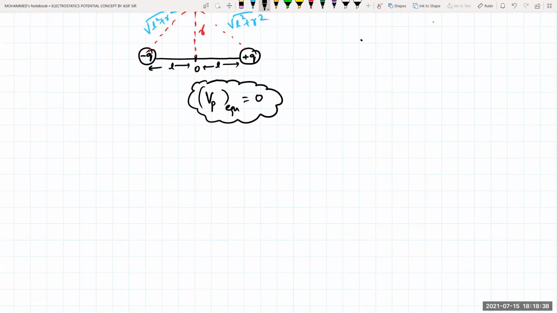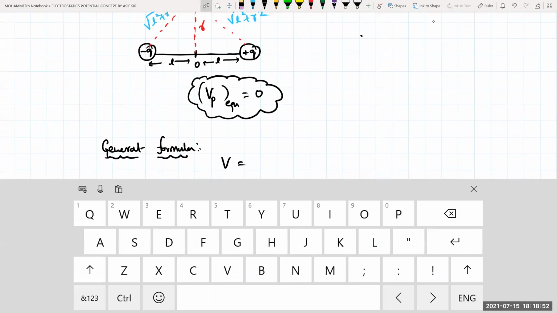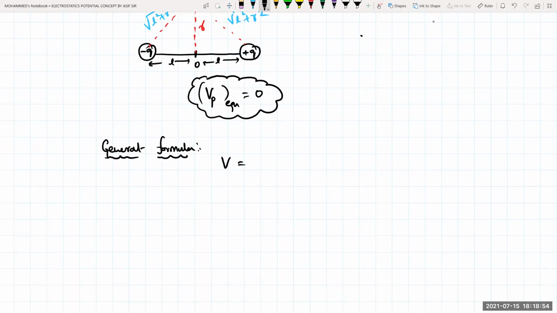So can I make one general formula for this one? The general formula says that at any general point, the potential will be V equals K into P into cos theta divided by R square. This is your potential form.